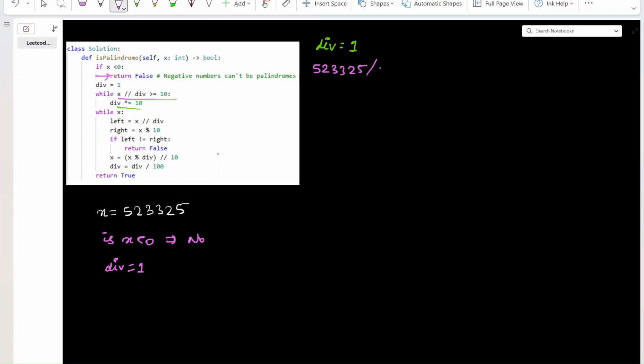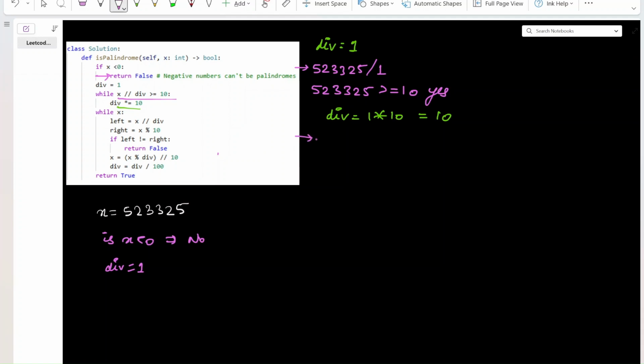So while 523325 divided by our div, which is 1 right now, the value is 523325. Is it greater than or equal to 10? Yes. This was our first loop. Because this is yes, then we enter the while loop and we need to update our div. So our div will be equal to our old div, which was 1, multiplied by 10. This is equal to 10.